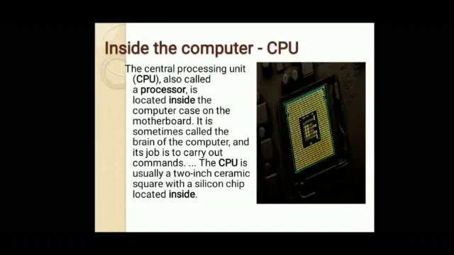So what does the CPU do? It processes the data and sends it back to the user after processing. That's called the output. The CPU is the central processing unit, also called a processor. That work is processing, that's why it's called a processor. It is located inside the computer case, and the processor is inserted on the motherboard.